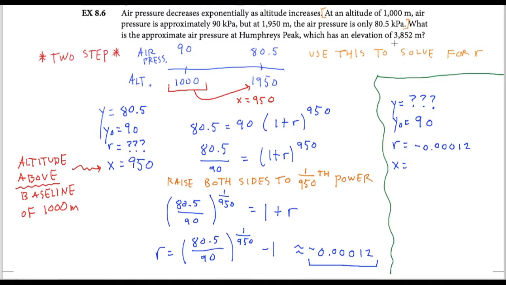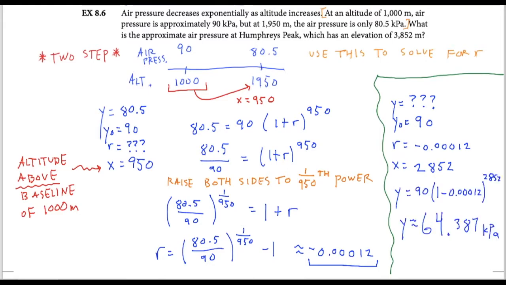So the altitude of 3,852 will actually translate to an x value of 2,852 because that is 2,852 meters above my baseline of 1,000. Plugging these values in and simplifying, I get a final value of approximately 64.387 killer pandas. So the air pressure at the top of Humphreys Peak is approximately 64.387.